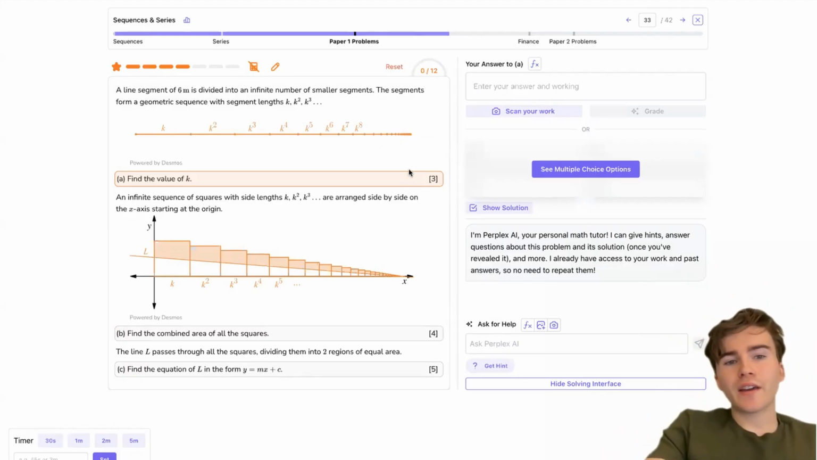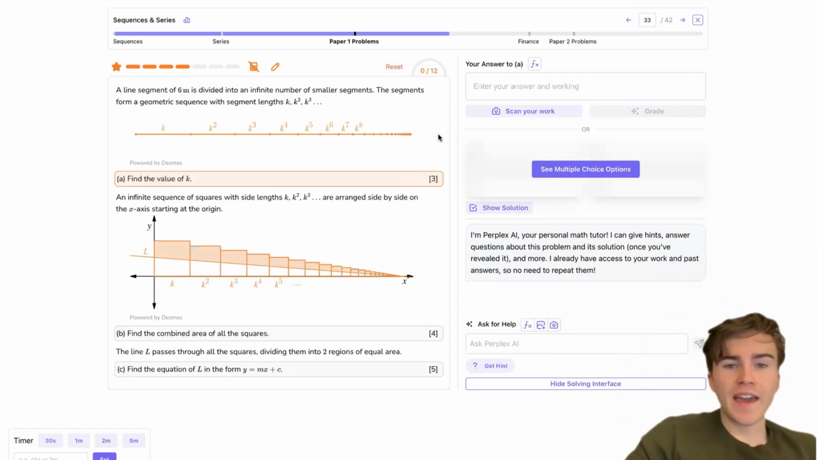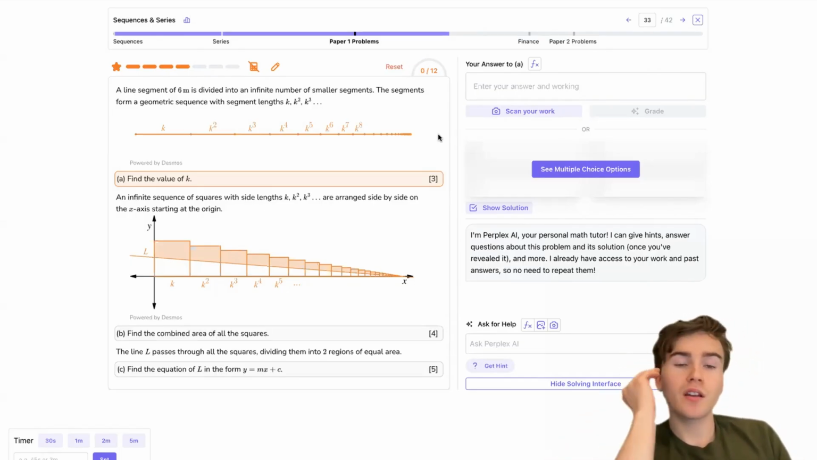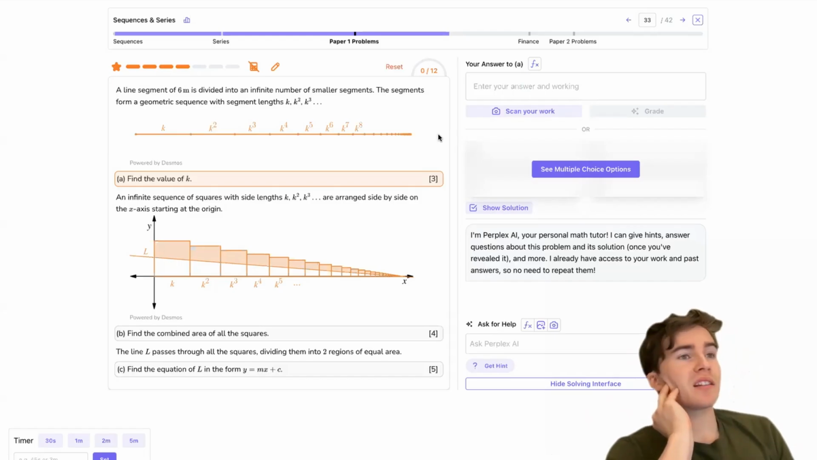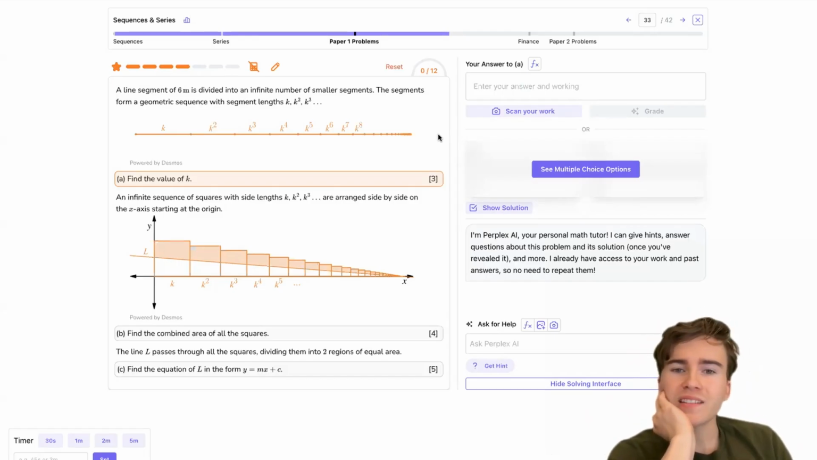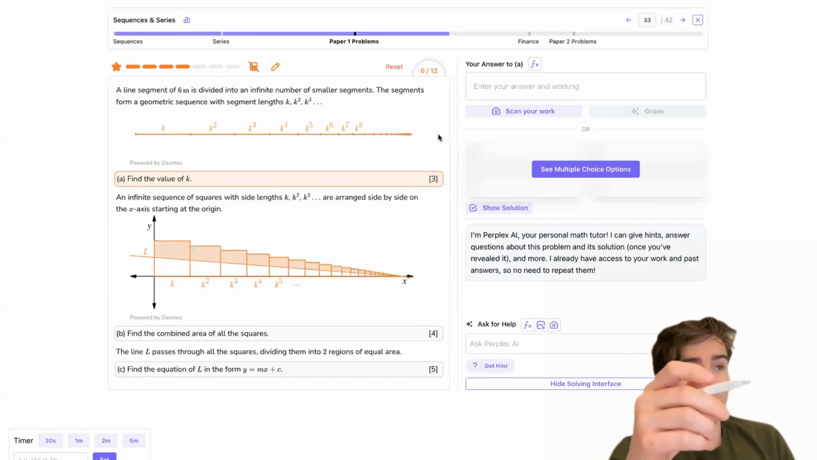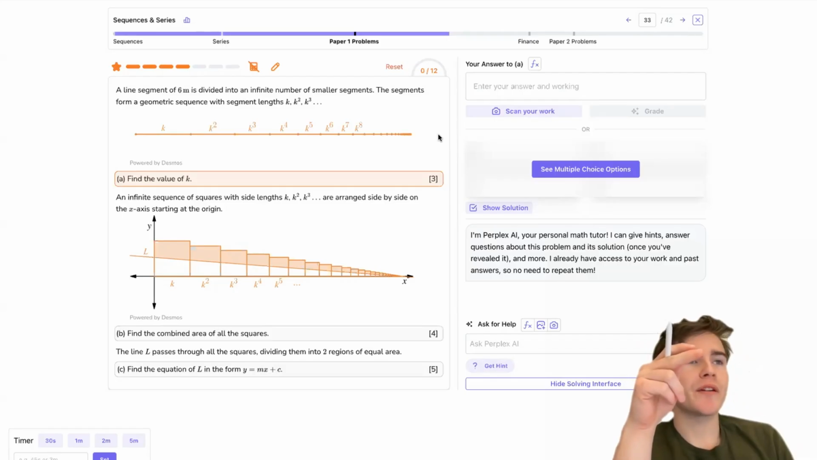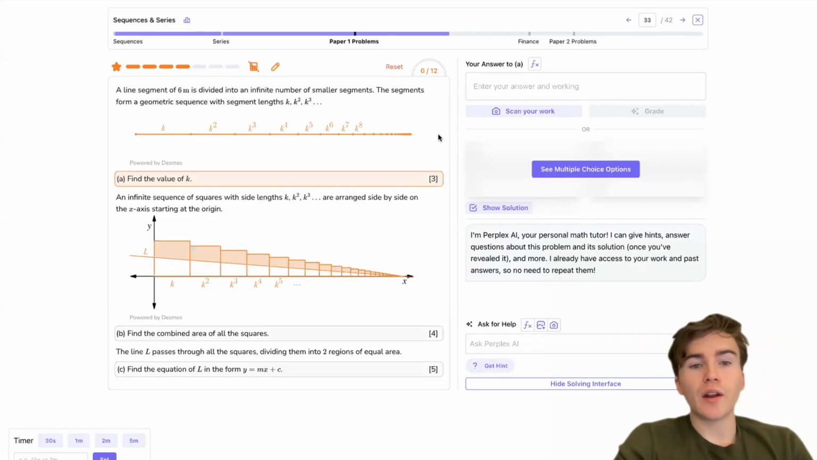So I have a line that's 6 meters in length, and it's divided into an infinite number of smaller segments, okay? And the segments form a geometric sequence with lengths k, k squared, k cubed, etc. So basically, you can imagine here that we have a geometric sequence where the numbers are representing lengths, okay? And I can tell by looking at this diagram that the lengths all add up to a finite number. We're told that it's 6. That also tells me that the geometric sequence converges. So the common ratio has to be between -1 and 1.